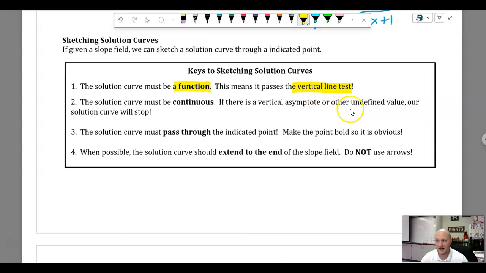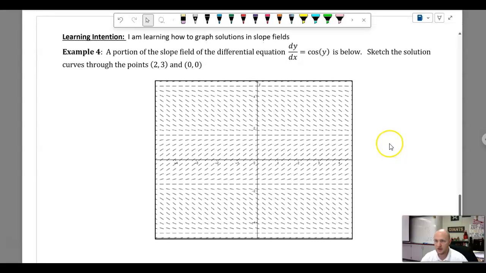Don't draw those. Number 2, the solution curve must be continuous. If there's a vertical asymptote or other undefined value, the solution curve will stop. Number 3, the solution curve must pass through the indicated point. If you don't pass through the point, then you know you're doing something wrong. Make the point bold so it is obvious when you're sketching it. Number 4, when possible, the solution curve should extend to the end of the slope field. Don't use arrows.